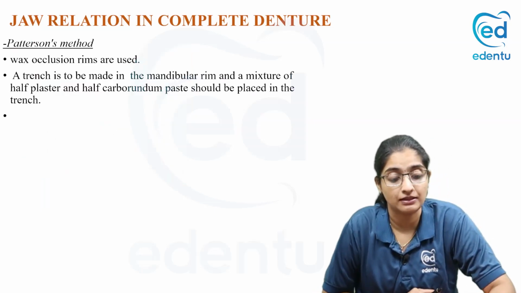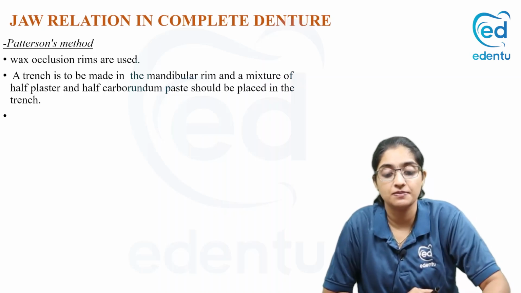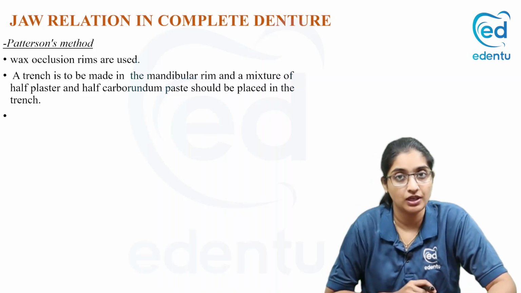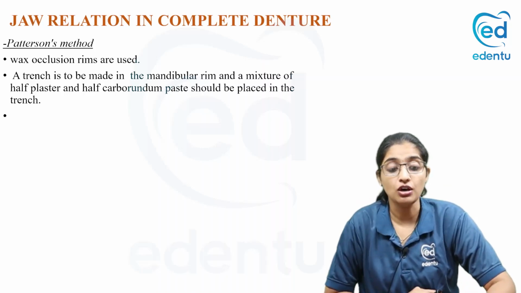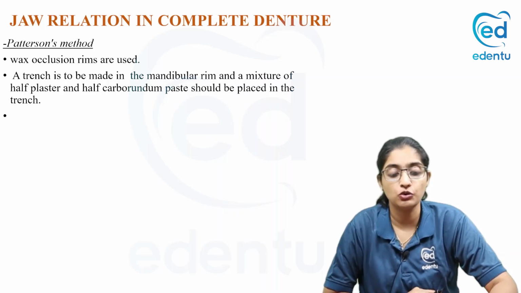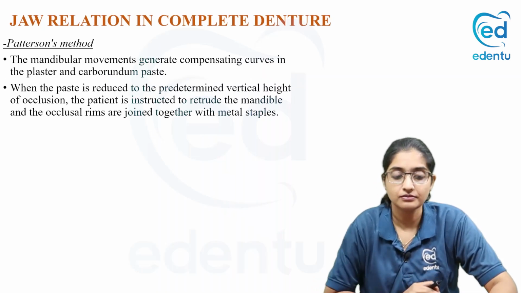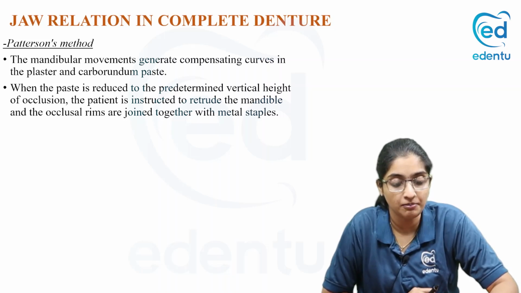Coming to the Patterson's method, wax occlusal rims are used. A trench is made in the mandibular ridge. Okay, so trench is basically like a trough. And a mixture of half plaster and half carborundum paste should be used in the trench. Now, the mandibular movements generate compensating curves in the plaster and the carborundum paste.